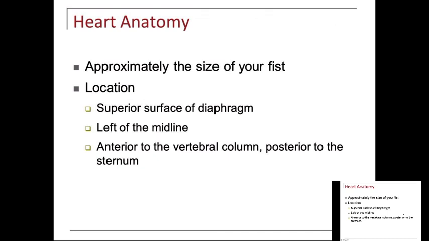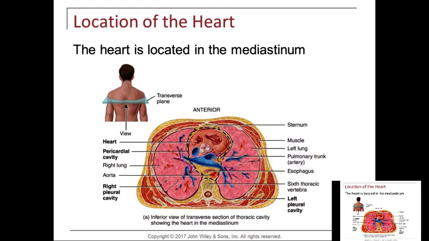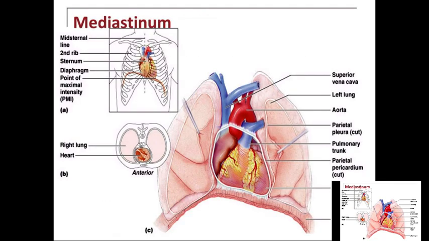So the heart's about the size of your fist, and it's located in a region called the mediastinum, which is superior to the diaphragm. There is some attachment from the diaphragm to the inferior apex of the heart. It's to the left of the midline. It's anterior to your vertebral column, but it's posterior to the sternum. So that region is referred to as the mediastinum. And we can see it here, and we can also see it here.